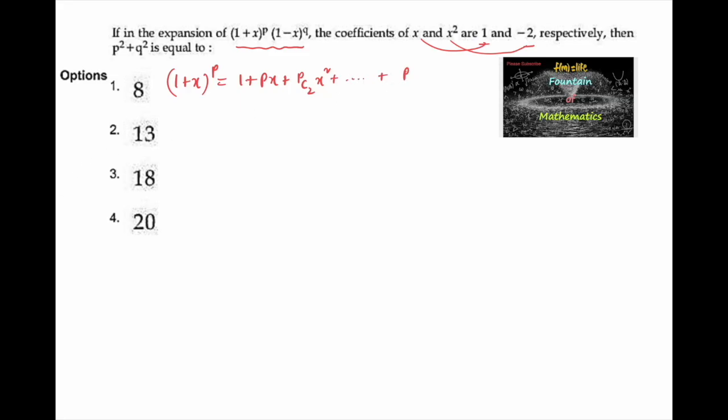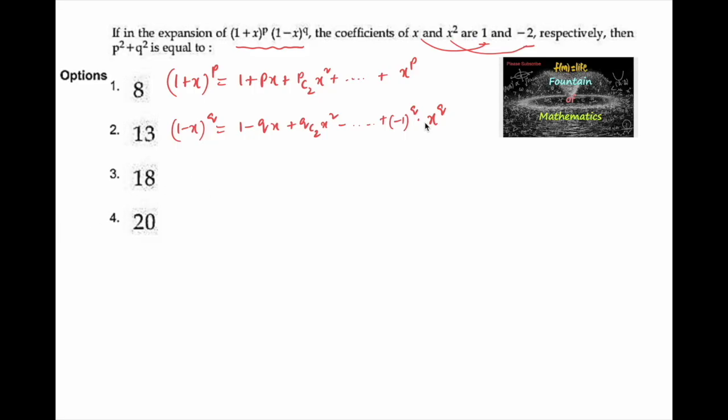The last term pCp, that is 1, x to the power of p. Similarly, (1 minus x) whole power q, we can write 1 minus qx plus qC2 x to the power of 2, minus and so on, plus or minus (minus 1) whole power q into x to the power of q.